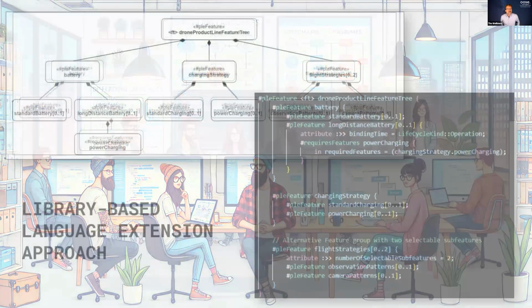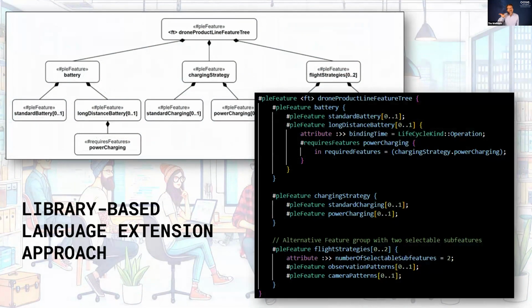Here's an example. You see a special keyword here, PLE feature. This is an example of a product line. We defined product line concepts like features and feature configurations in a library, and then we can use them in our models a little bit like new model elements. So this PLE feature gets a new keyword that we can use, and you can see it in the textual notation here on the right side or in the graphical notation on the left side. It's a library-based language extension approach, which is very powerful.